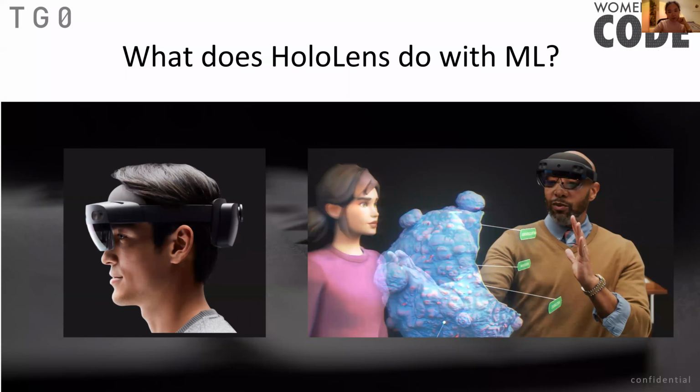So the product is called Hololens. What does it do? It is a type of goggle. It has a glass in front of your eyes, and on the top of it there's a processor and battery and everything, and several cameras. These are the cameras which record the environment.